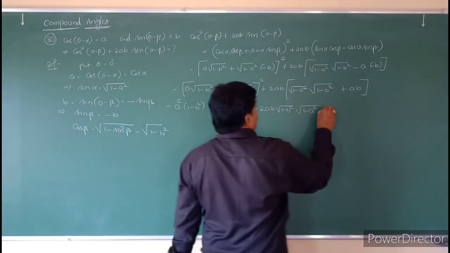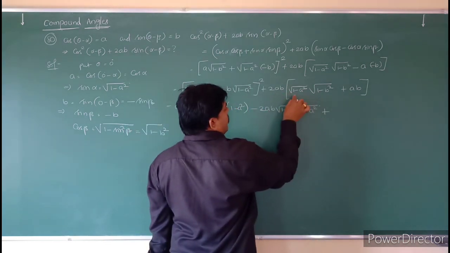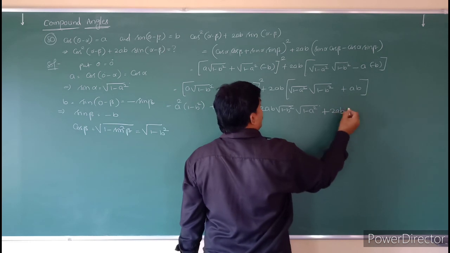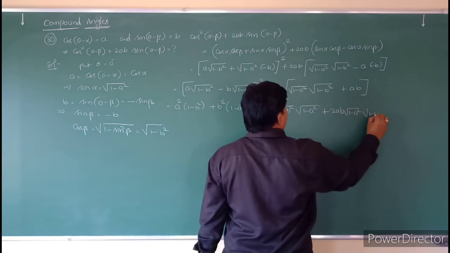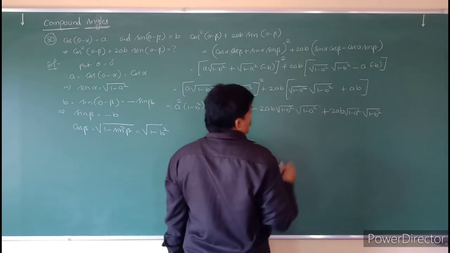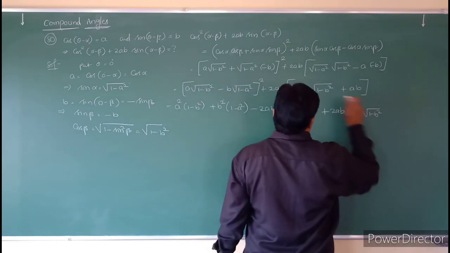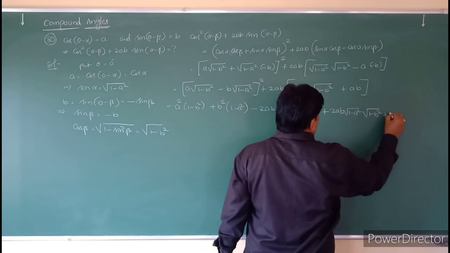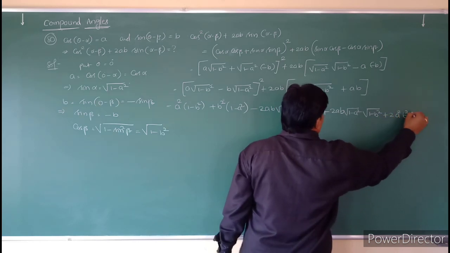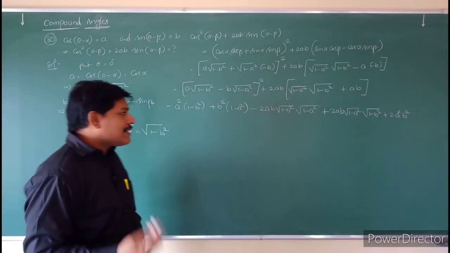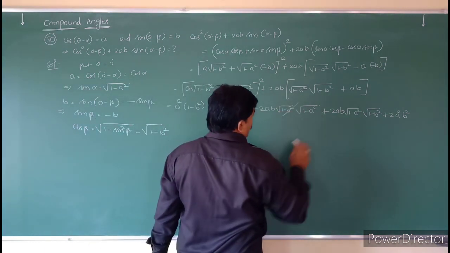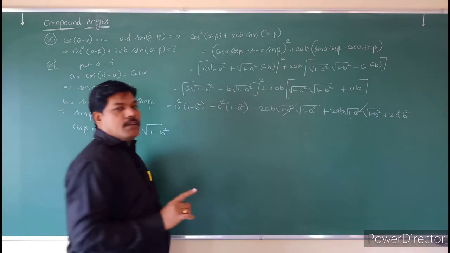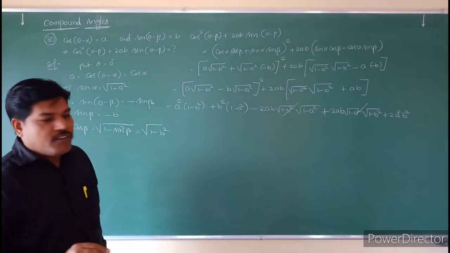Multiply that here, plus 2ab into root of 1 minus a square into root of 1 minus b square. 2ab into ab, that is 2a square b square. So what terms will be cancelled here? Minus 2ab root of 1 minus a square root of 1 minus b square, and plus 2ab root of 1 minus a square root of 1 minus b square, will be cancelled.